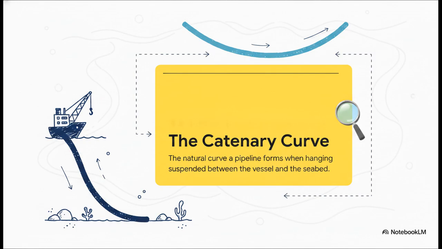That's the natural curve the pipeline forms when it's just hanging there, suspended between the installation vessel and the touchdown point on the seafloor. Because you see, a pipe under tension behaves completely differently depending on how it's suspended. Depth fundamentally changes the shape of this curve, and therefore it changes the stress at every single point along it.